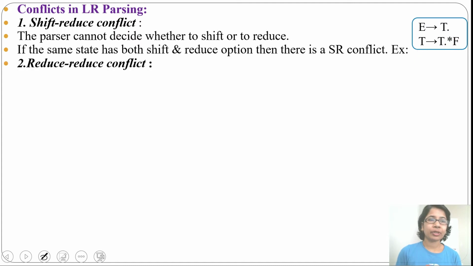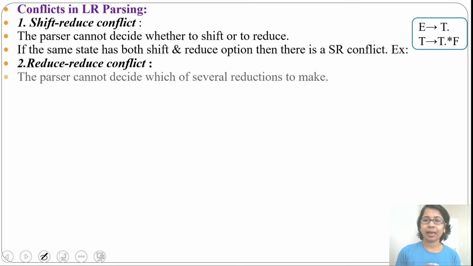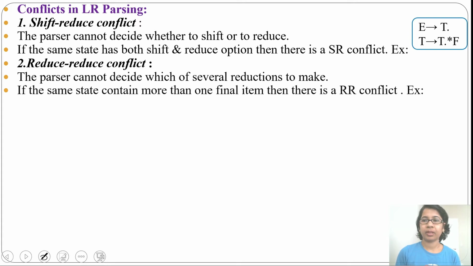Next, reduce reduce conflict. If parser cannot decide which reduction to make from the several reductions, that is reduce reduce conflict. If there is more than one reduction, then which reduction to choose, that is a reduce reduce conflict. In LR parsing, if one state contains more than one reduction, that is a reduce reduce conflict. For example, A derived D dot, B derived D dot. One state contains two reductions. This is a reduce reduce conflict.